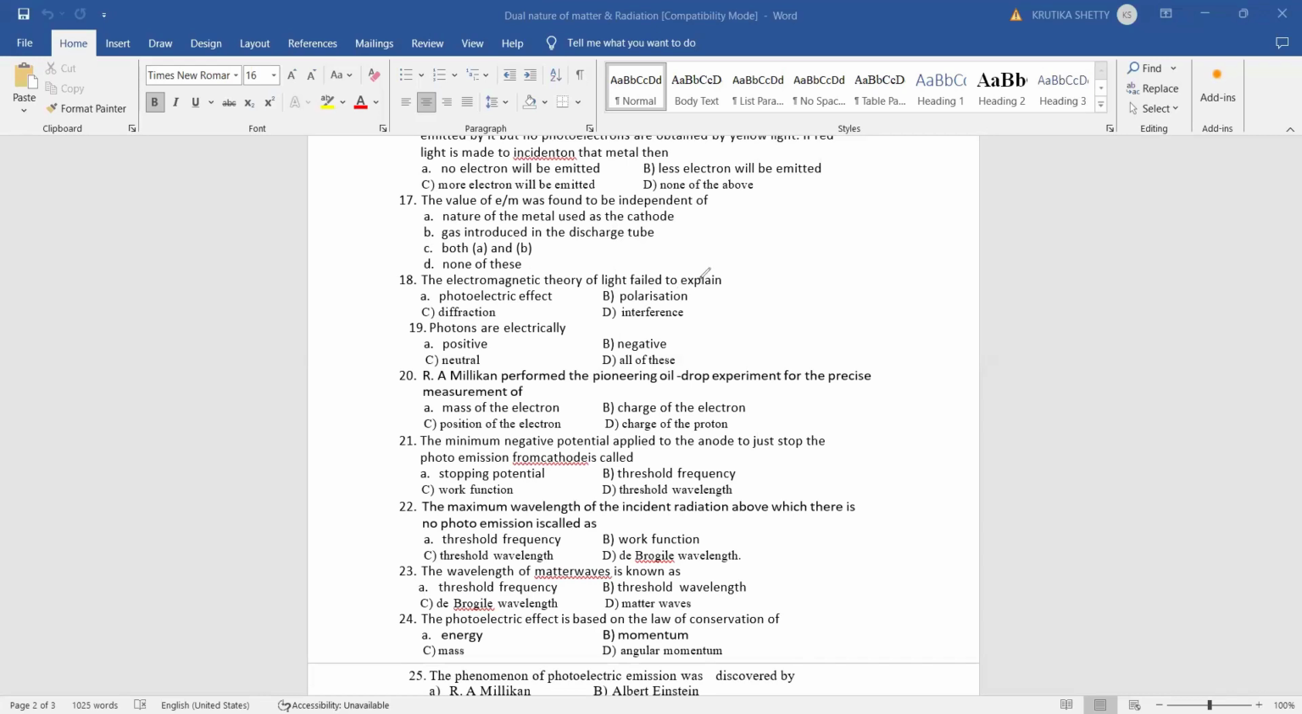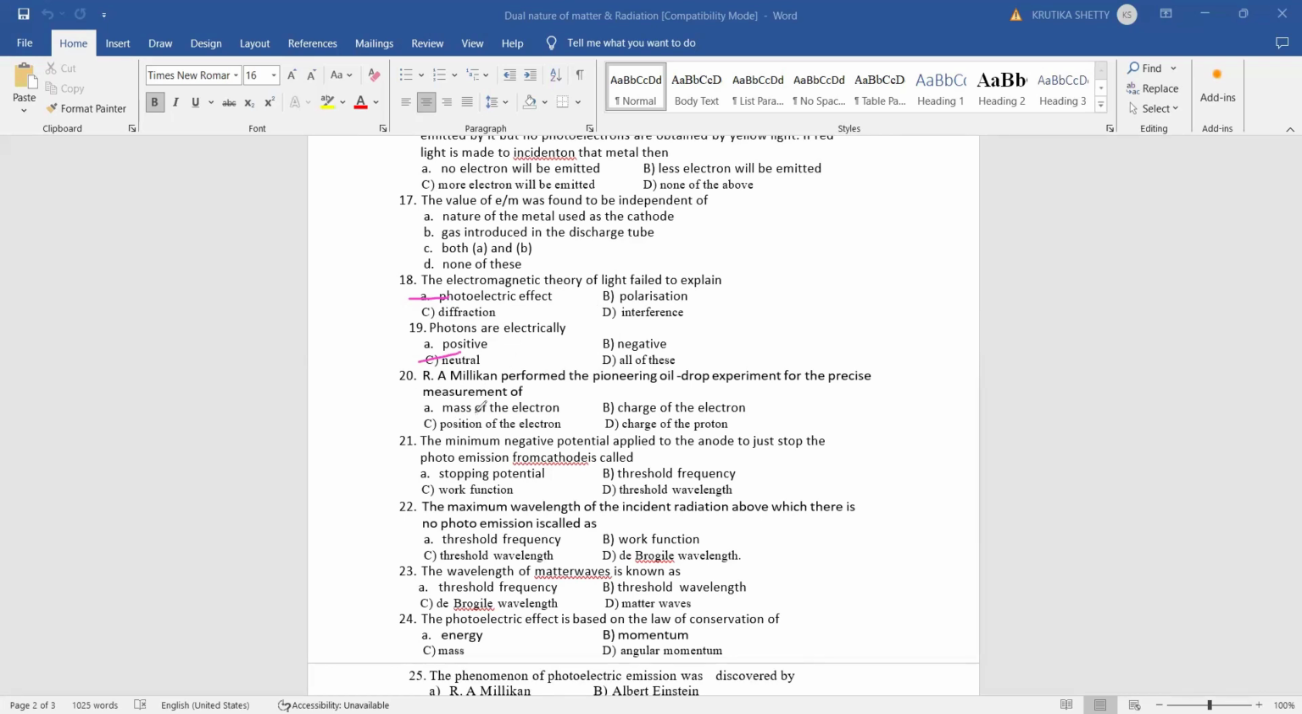The electromagnetic theory of light failed to explain the photoelectric effect, because it explains the wave nature, while the photoelectric effect shows the particle nature. Photons are electrically, photons are nothing but energy packets. Electrically positive, negative, neutral, all of this? C, it is neutral. Yes, option C is the correct answer. So photons are electrically neutral.